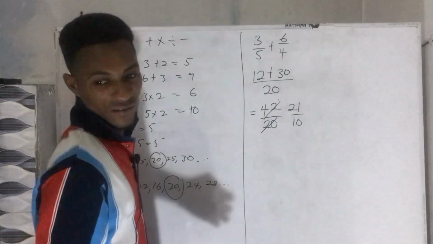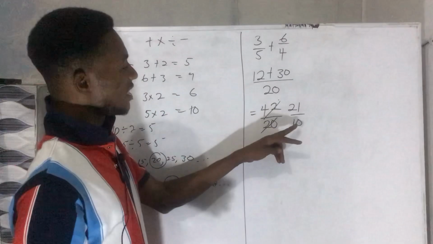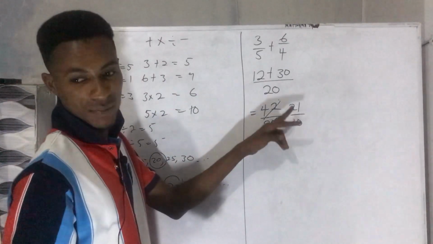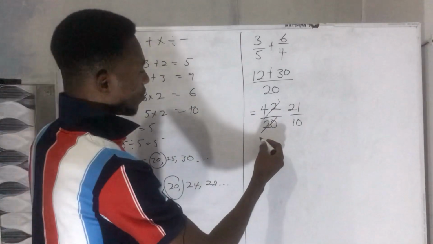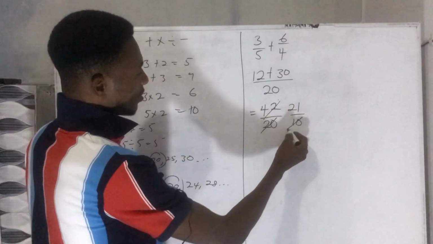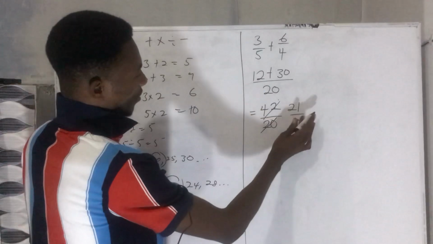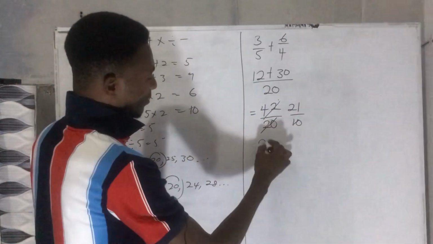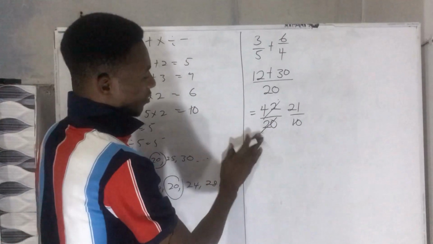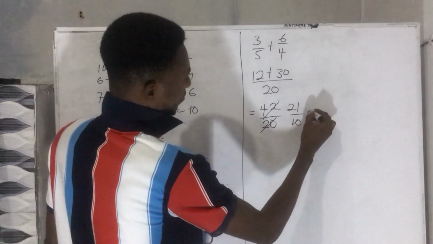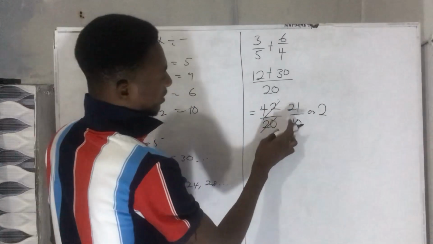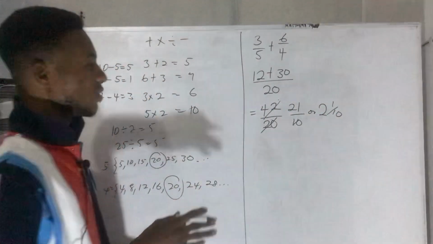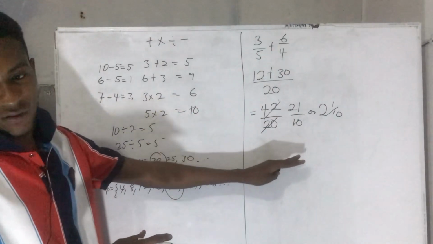Now you have what? An improper fraction, because the denominator is smaller than the numerator. So you have to leave your answer as a mixed fraction. So how many times will 10 go into 21? 2 times. Then remainder what? 1 over 10. So this is how we deal with the addition of fractions.